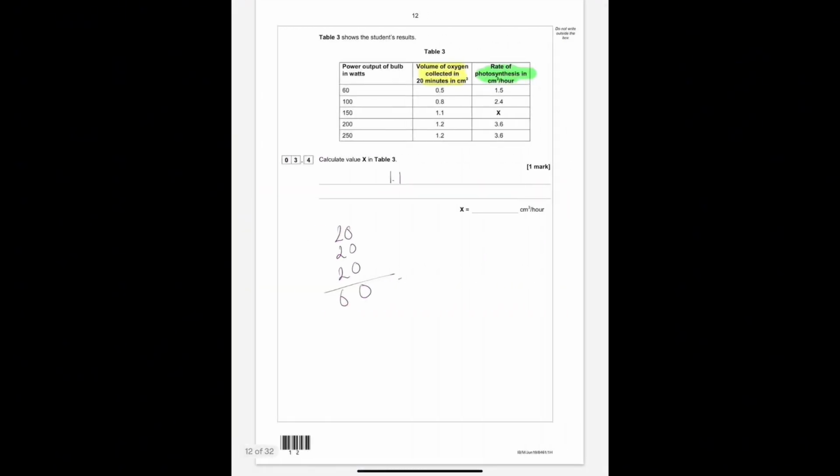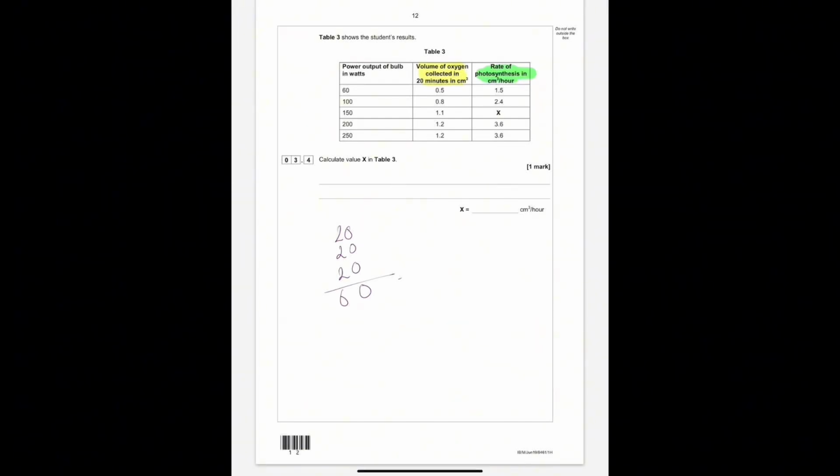Okay, so this calculation question, which is only worth 1 mark, I think it is, let me see which level this question is. An AO2 question. Right, so AO2 questions are like high level questions, and these are the sort of questions that are going to be assessed on the triple biology paper. Right, calculate value X in table 3.